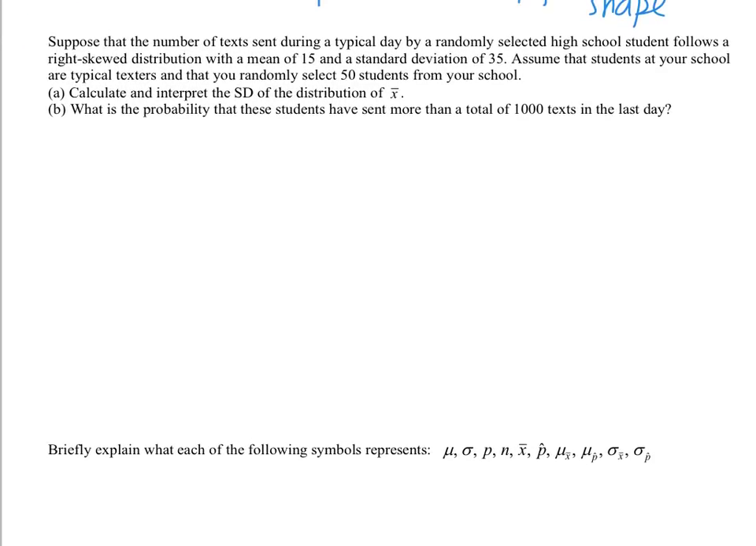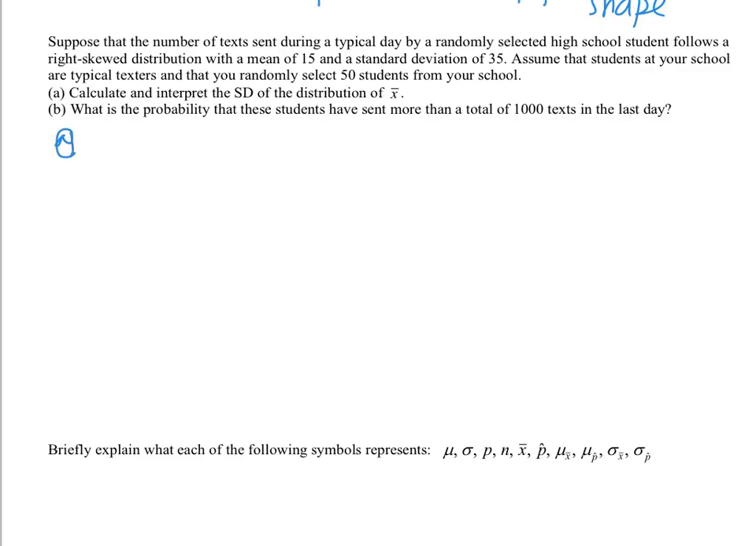Okay, so next problem. Suppose that the number of texts sent during a typical day by a randomly selected high school student follows a right-skewed distribution with a mean of 15 and a standard deviation of 35. Assume that students at your school are typical texters and that you randomly select 50 students from your school. A. Calculate and interpret the standard deviation of the distribution of x bar.